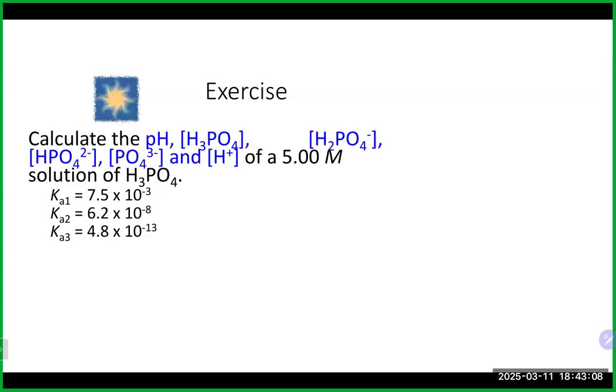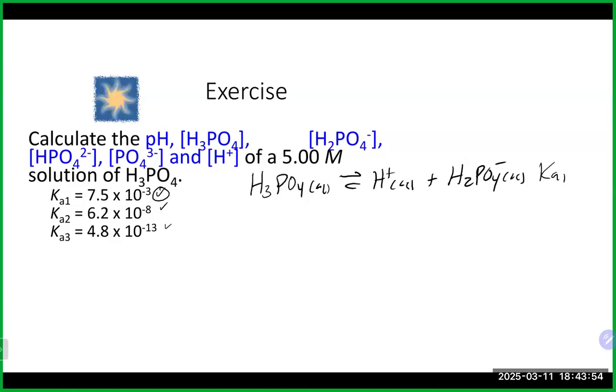So let's say we had a 5 molar solution of phosphoric acid, and we pretty much wanted to know everybody's concentration that's in the solution, and we also want to know the pH. We'll use our Ka1, our Ka2, and our Ka3. The first thing that's going to happen is we are going to have our phosphoric acid, as we just saw in the previous slide. It's going to drop off one of those H plus, and it will make H2PO4 minus. And that is going to be our Ka1 value that we get from the table.